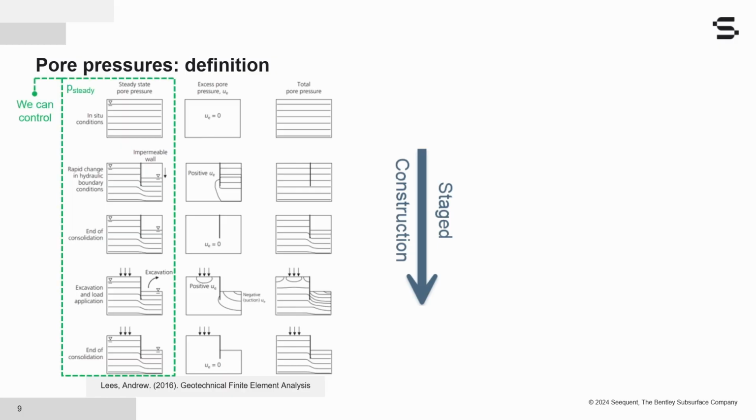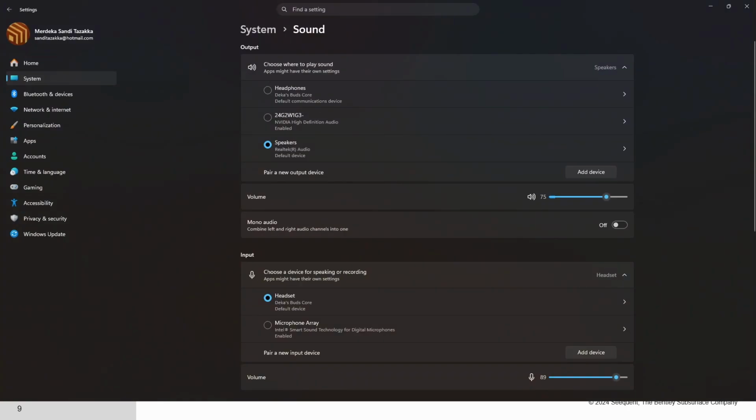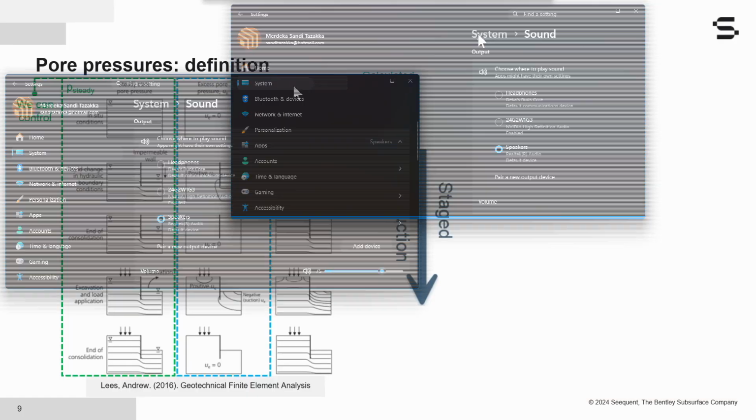So the steady state pore pressure is, as we said, the pore pressure arising from constant hydraulic boundary conditions. For example, that could be a stationary groundwater level. And this part of the pore pressure does not change with time during a displacement or a consolidation analysis. However, it is possible to change the hydraulic boundary conditions in the analysis states to establish a new steady state pore pressure distribution.